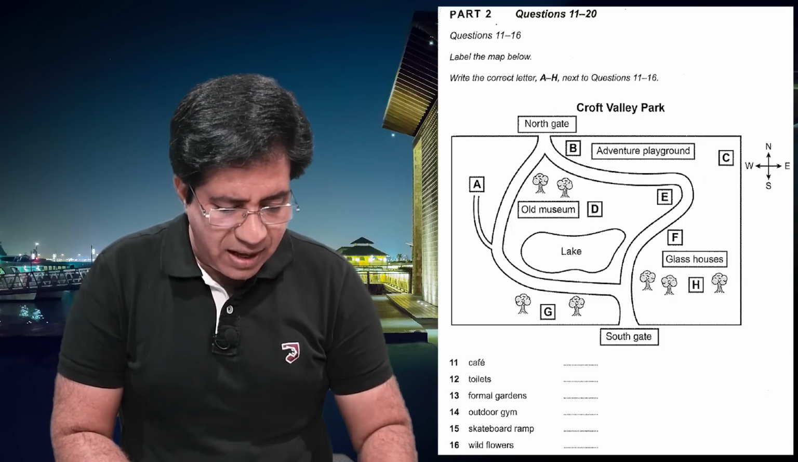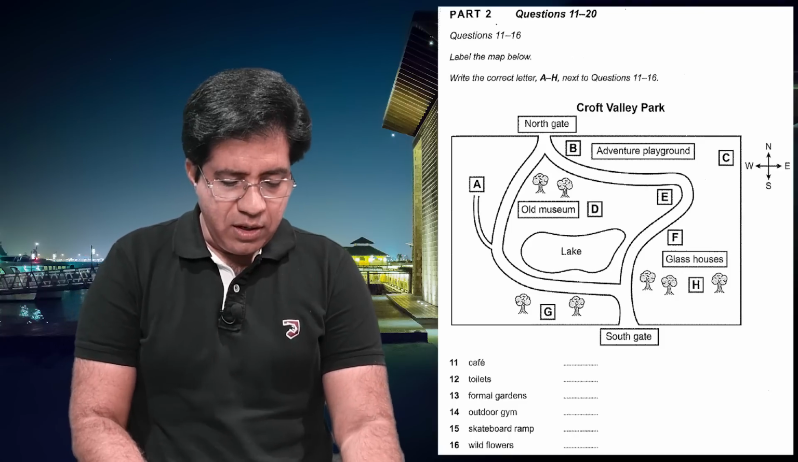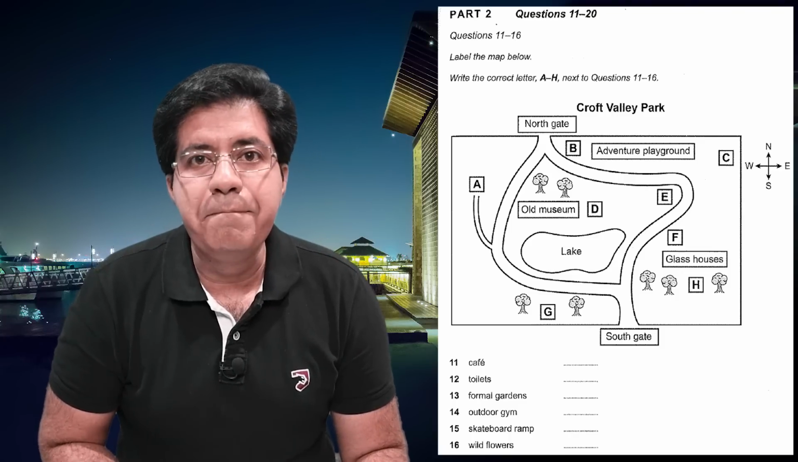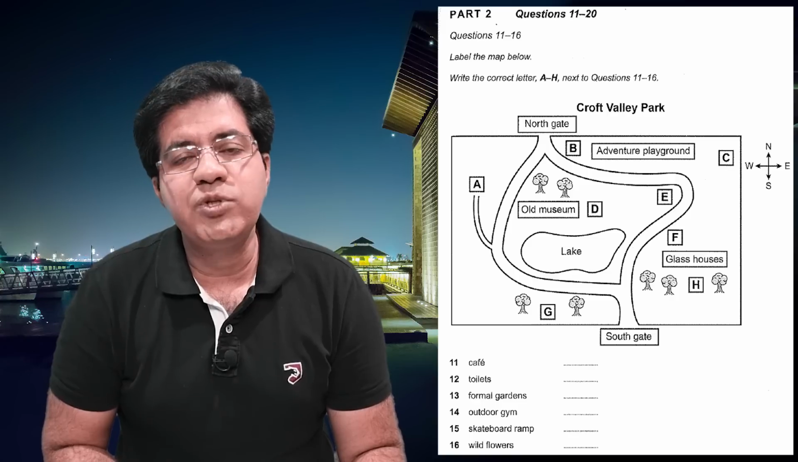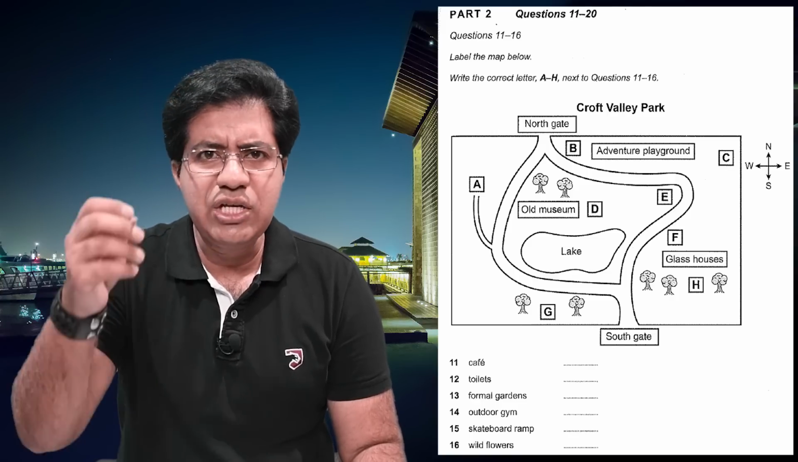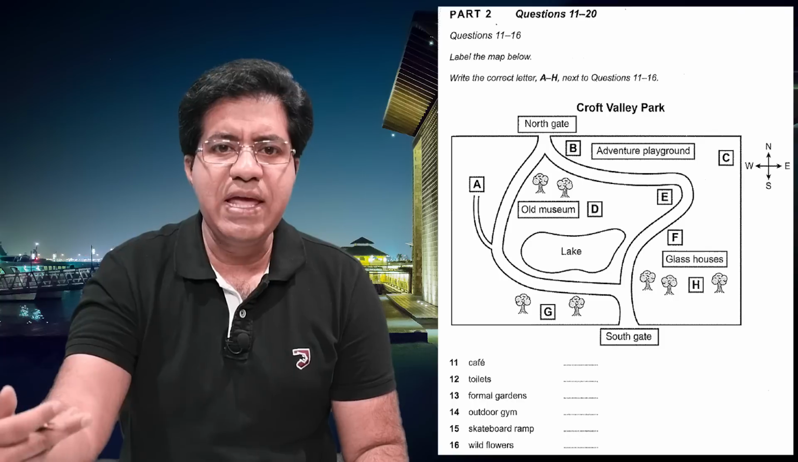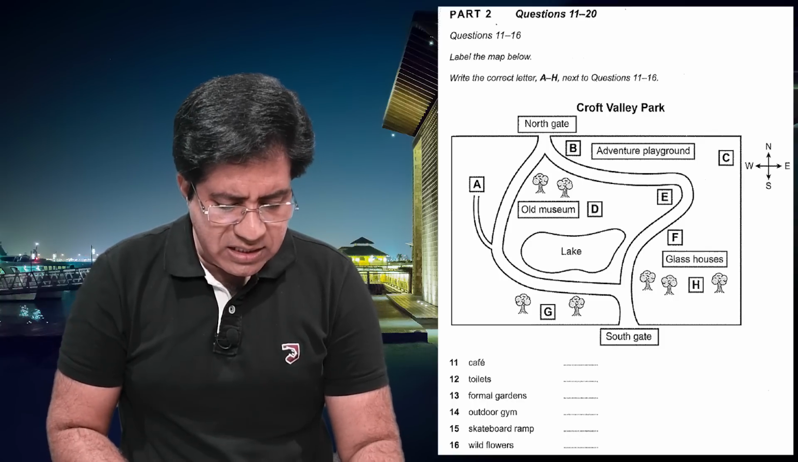Let's take a start. Now, you can see there is a map in front of you and we've got to label the map below. Usually for maps, you have to label, right? You don't need to write anything. You just have to label the maps. Write the correct letter A to H.